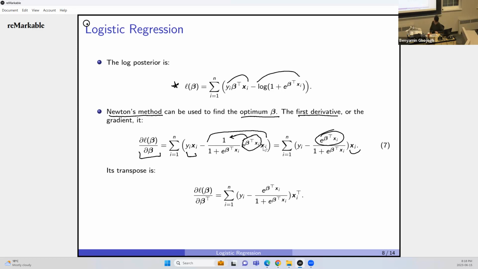Okay. Now we calculate its transpose. So let's transpose this to become this. The vector part becomes transpose. Why do I transpose it? We will see. I need it to be a transpose.